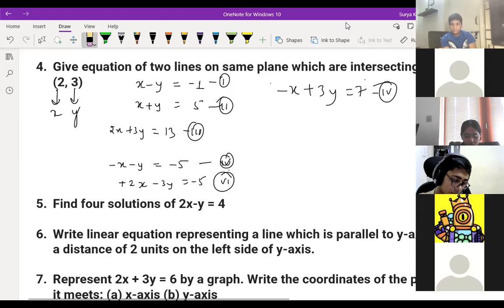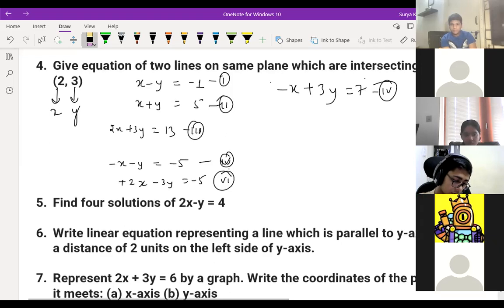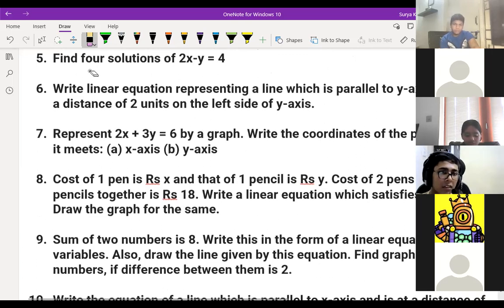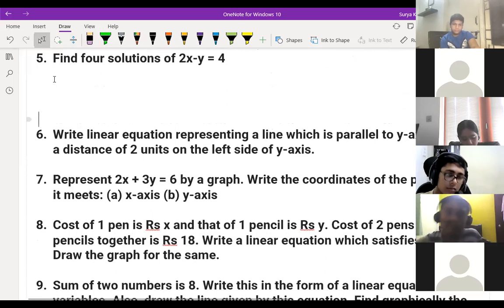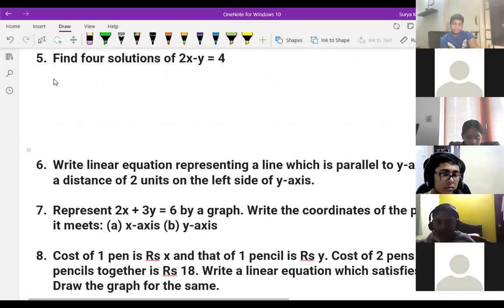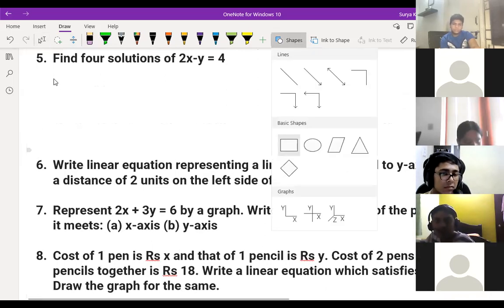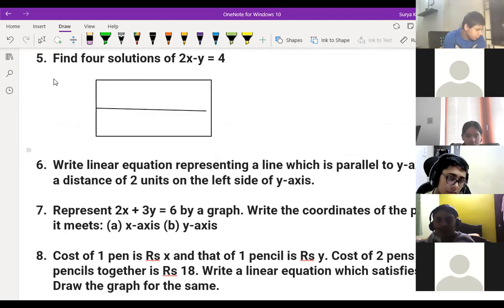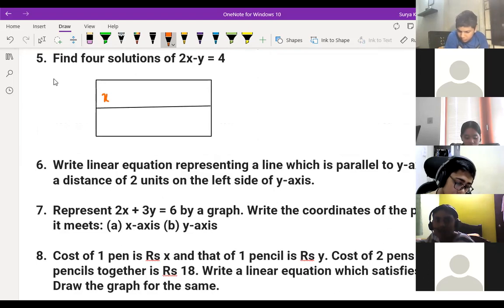Now, the fifth question is the easy question, right, children? The fifth question is the easiest one. For the solutions of 2x minus y, simply we just draw one line and get the answer. Simple. What you do? You just put one box over here and draw one line over here. Here write x. Here write y.